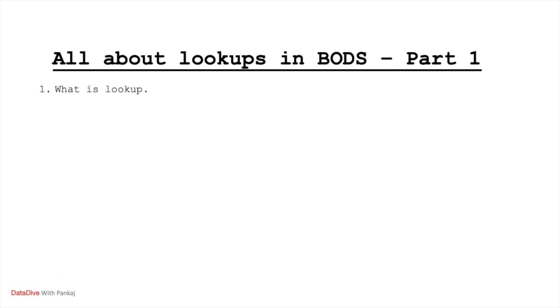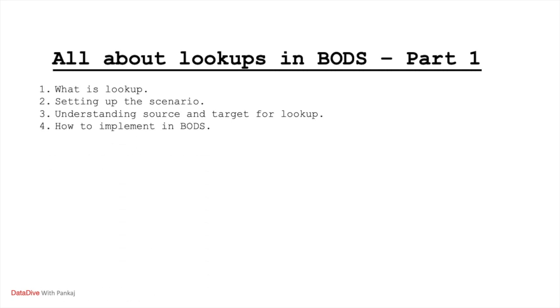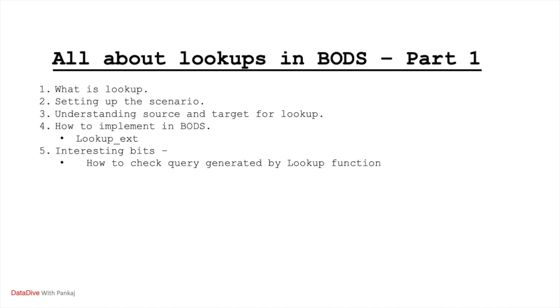So, in this video, we are going to talk about what is lookup. Then we are going to see a scenario where we need to implement lookup. Third, we are going to see what is the source and what is the target in a lookup. We are also going to see how we are going to implement this in SAP Data Services. We will be mainly looking at the lookup_ext function from BODS. And there is one interesting bit which I am going to share in this video, that is how you are going to check the SQL query generated by the lookup function.